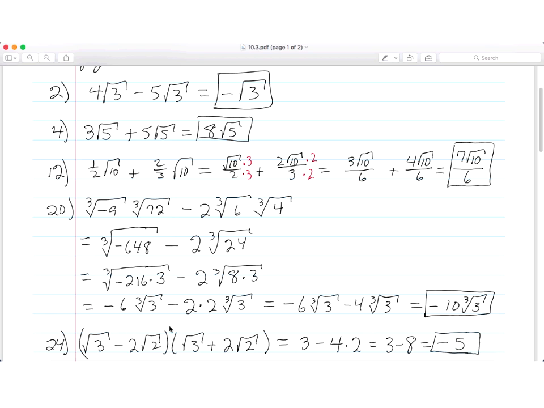So notice that this is the product of the sum and difference of 2 terms. And so this should just equal the difference of the squares using our special product formula that we memorized. The square root of 3 times the square root of 3 is 3. Negative 2 times positive 2 is a negative 4. The square root of 2 times the square root of 2 is 2. 4 times 2 is 8. 3 minus 8 is a negative 5.